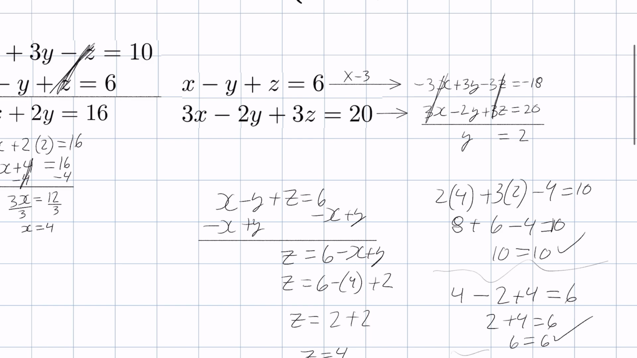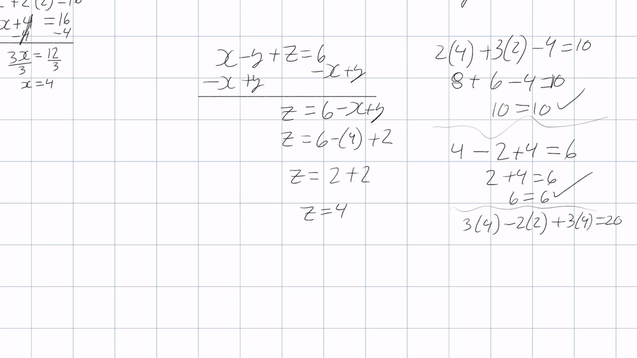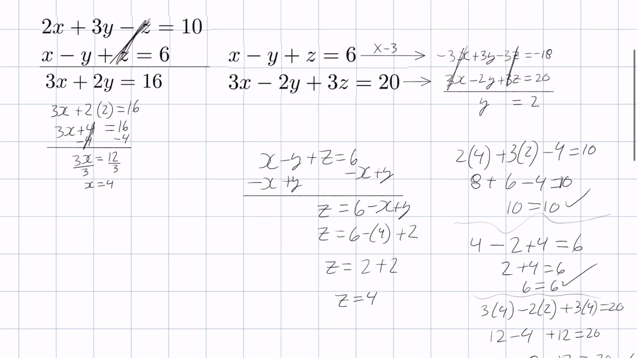Last equation. 3 times 4 minus 2 times 2 plus 3 times 4 is equal to 20. That's going to give us 12 minus 4 plus 12 equals 20. 12 minus 4 is 8, and 8 plus 12 is 20. So we have verified our solution is correct.